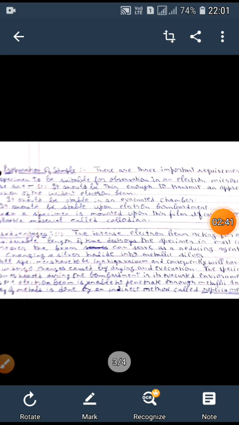Now, when the specimen is ready, it is mounted upon a thin film of carbon or of a plastic material called collodion. Now, there are certain disadvantages involved in electron microscopy. The first and foremost disadvantage is that the intense electron beam acting for a considerable length of time destroys the specimen in most cases.